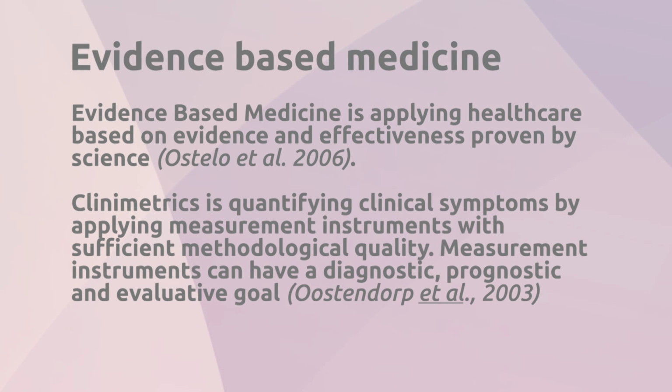Clinometrics is quantifying clinical symptoms and physical signs by applying measurement instruments with sufficient methodological quality. These measurement instruments can have a diagnostic, prognostic, and evaluative goal. A few examples of measurement instruments could be questionnaires, using a goniometer, but also measuring on a structural level with medical imaging.